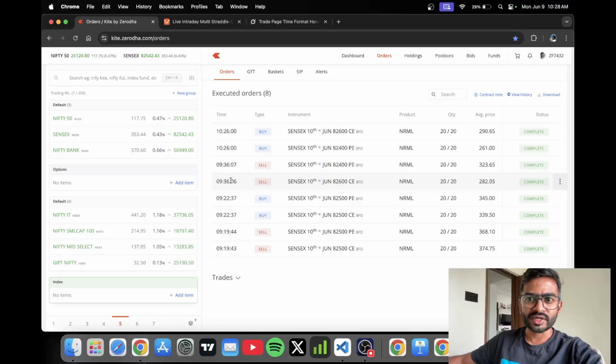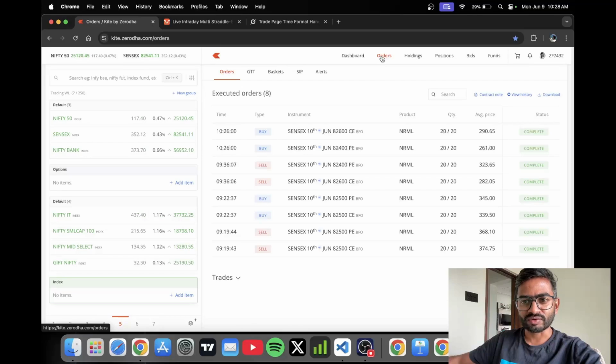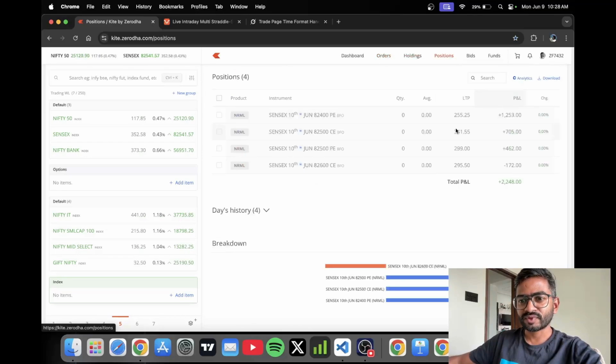So overall for a day, for this much amount of margin, I was not able to utilize everything. I was able to utilize only 2 lakhs out of it. So for 2 lakhs we have achieved 2200. That is close to 1.1% of what we have deployed, right? This is only for one lot. You can do it for multiple lots. So that's about it. This is about the live trading.